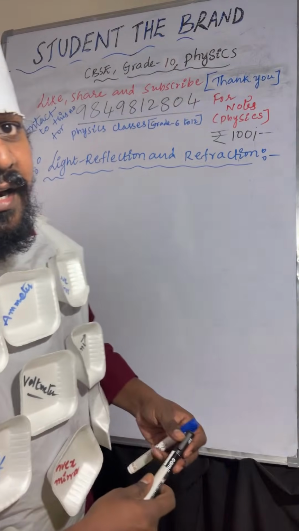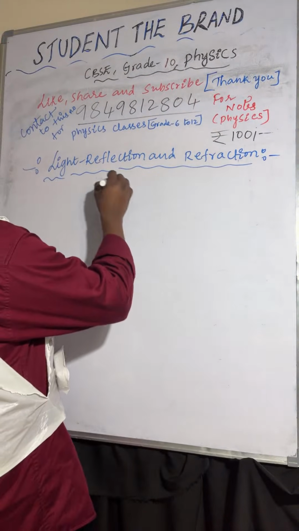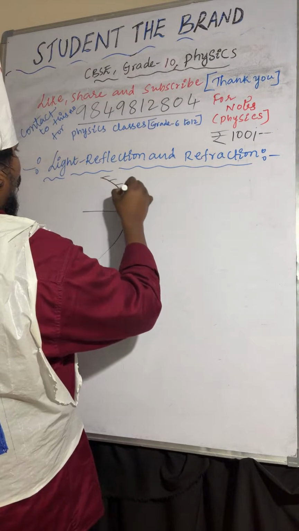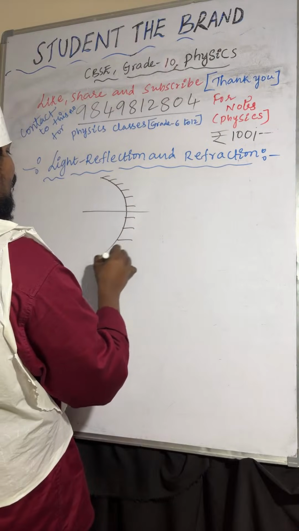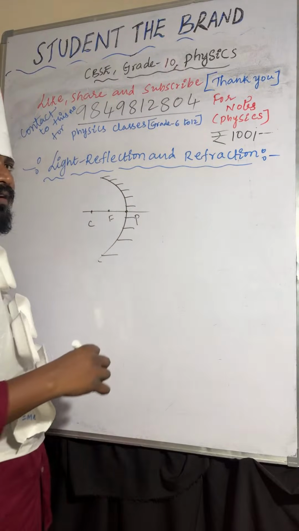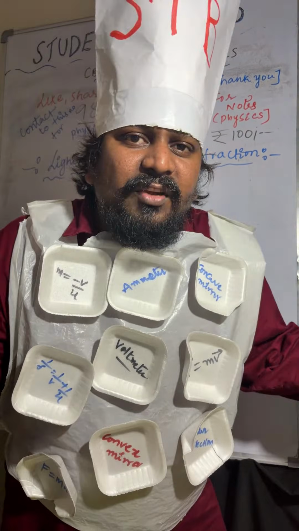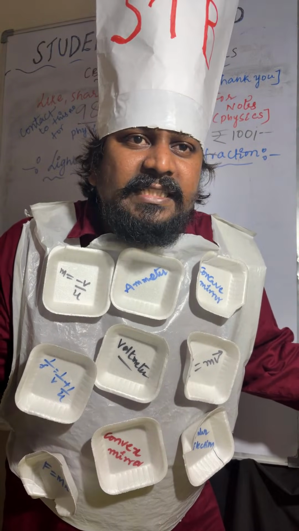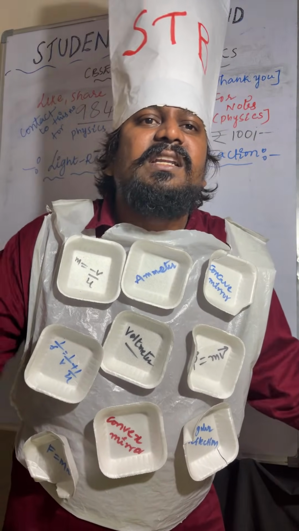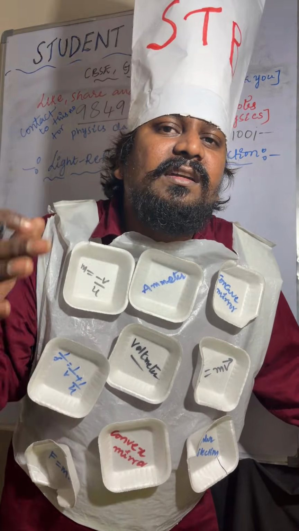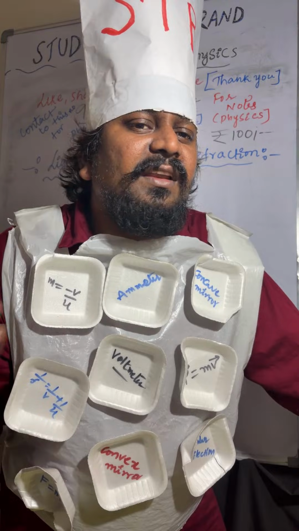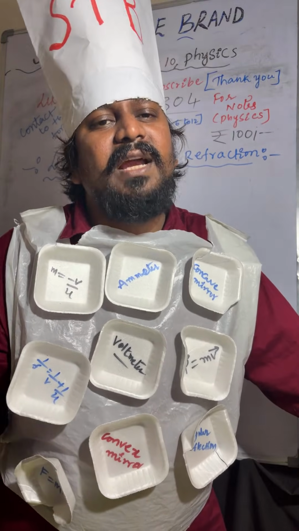Next, we are going to discuss the ray rules of concave mirror and convex mirror. For a concave mirror, take pole, focus, center of curvature. A light ray is coming from infinity. After this, is it reflection or refraction? What do you mean by reflection? What do you mean by refraction?